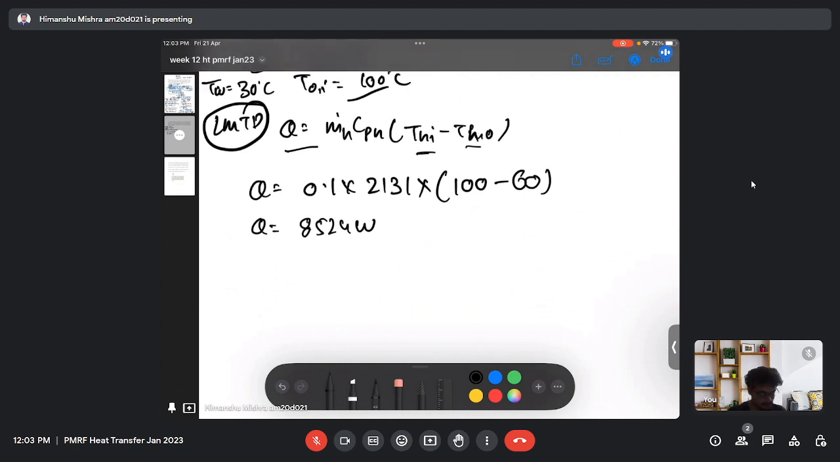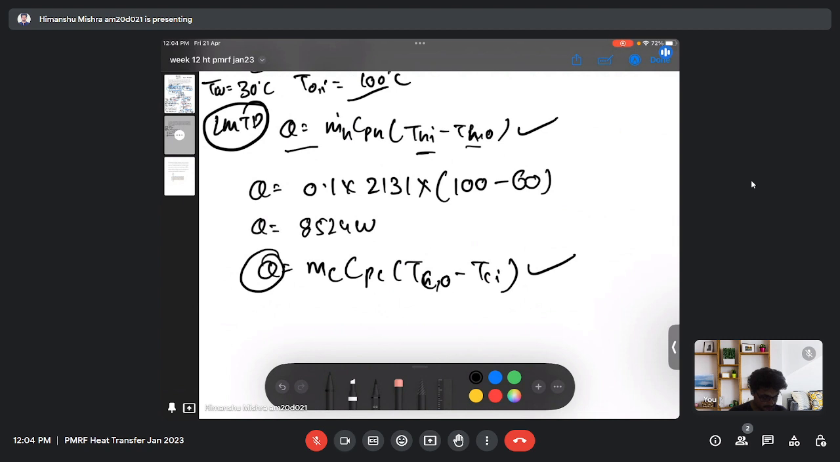Now, as I said in the previous question, we could have also used the cold fluid temperature difference and the cold fluid heat capacity rate to calculate the actual heat transfer. So we use this formula to calculate the actual heat transfer, but we can also use this. I already got this from the above heat transfer. We can equate these two to calculate the outlet cold temperature.